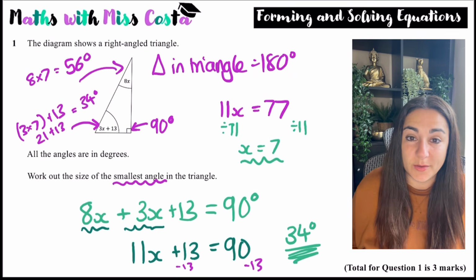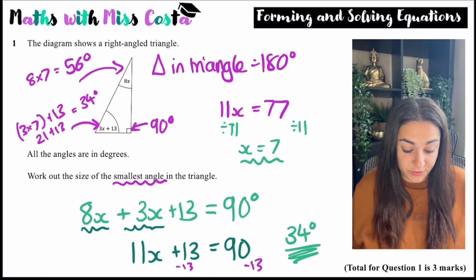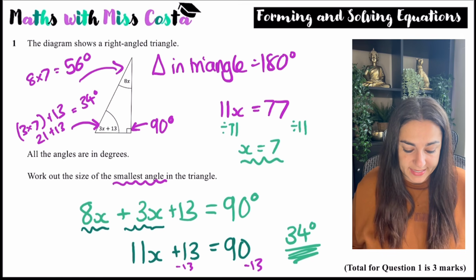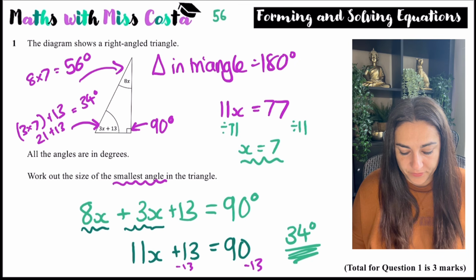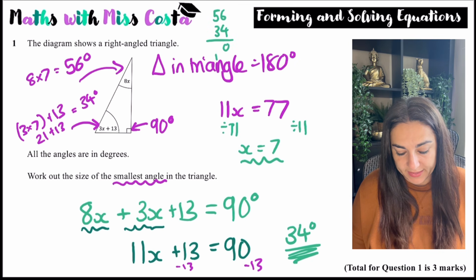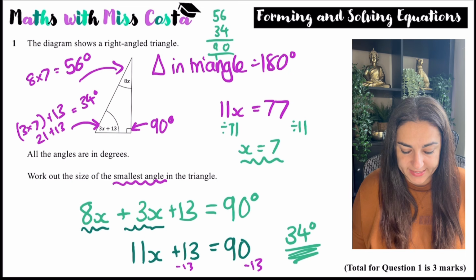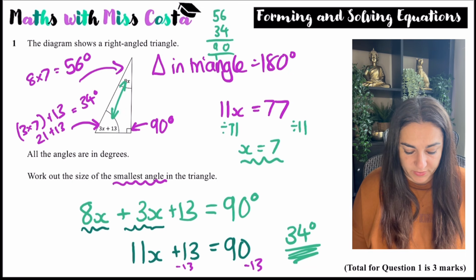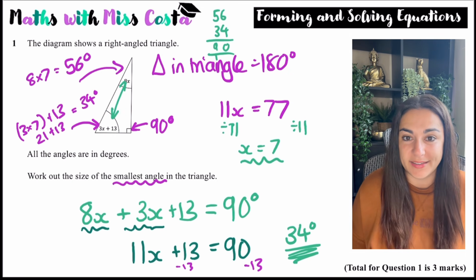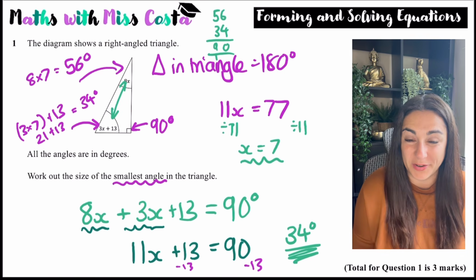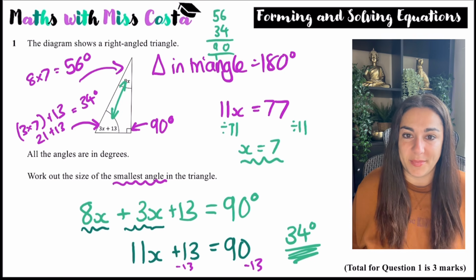To double check that all of your angles work, just check if it all adds up to 180. So 56 plus 34, 6 plus 4 is 10, 5 plus 3 is 8, plus 1 is 90. So these two we know add up to 90, and your other angle is 90, so you know that it must be correct because the angles add up to the right amount.